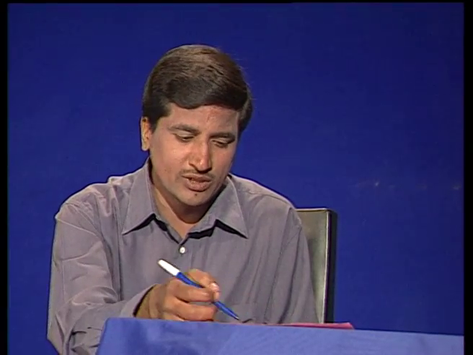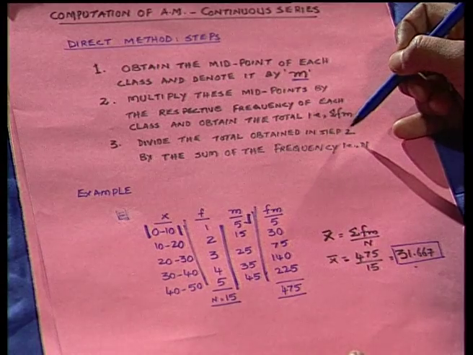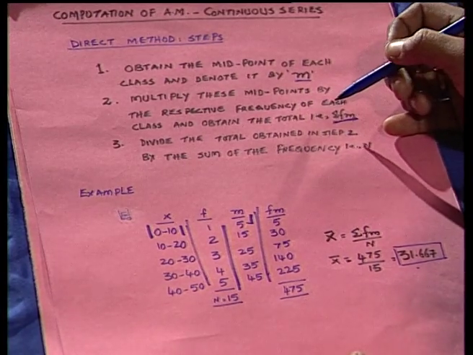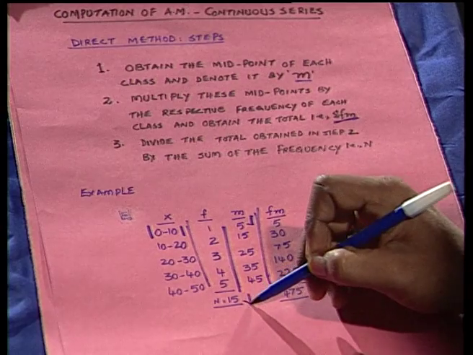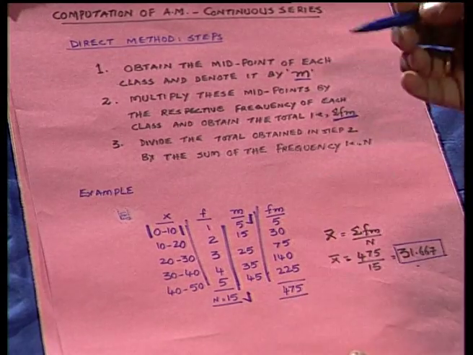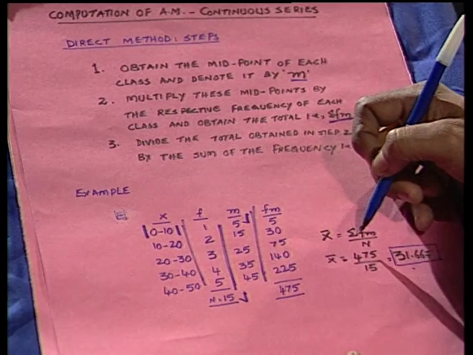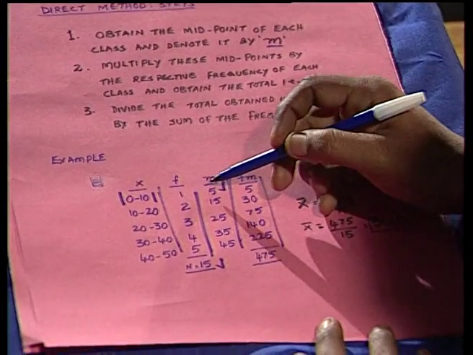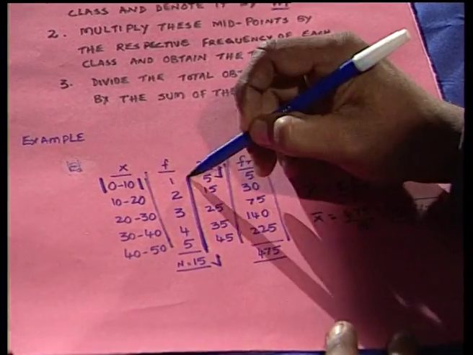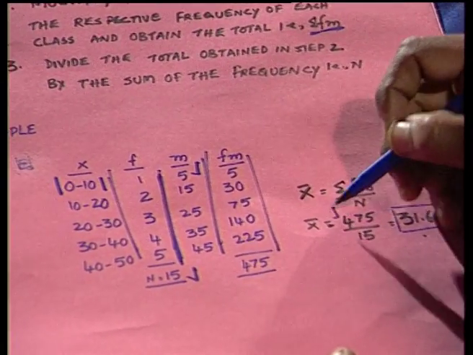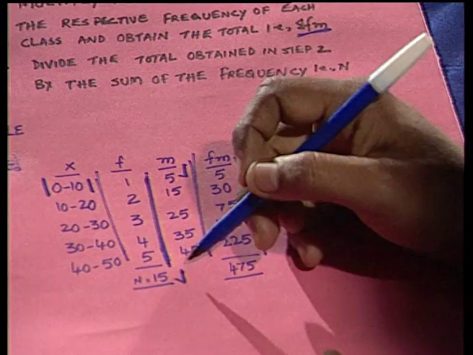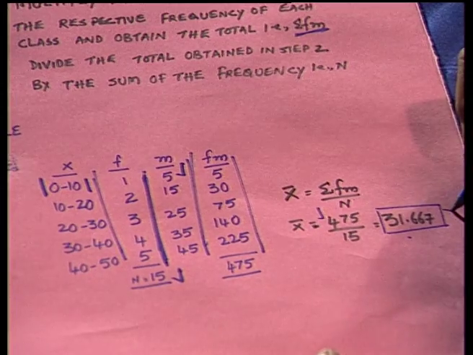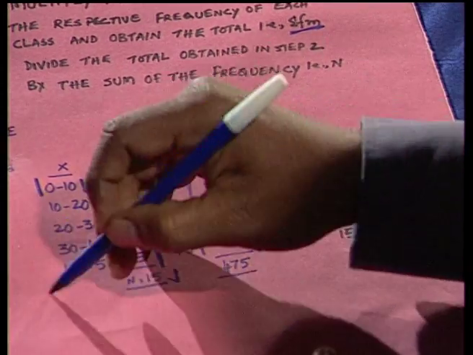The third step is to divide the total obtained in step number 2, which is the sigma fm value here, by the sum of the frequencies, which is nothing but n, that is the total of the frequencies, which is 15 here again. Then the formula goes x bar is equal to sigma fm divided by n, and the midpoints after having been multiplied by the respective frequencies as appear here is 475 divided by n, which is the total of the frequencies, 15. You get 31.667, which is the arithmetic mean of a continuous series of data which is given here.